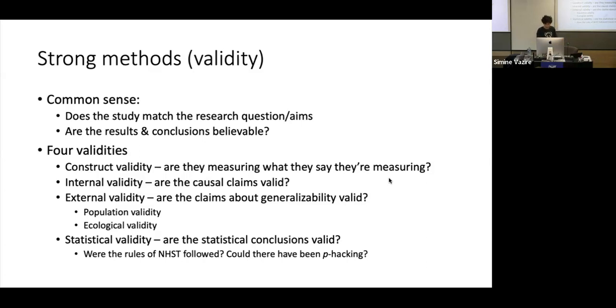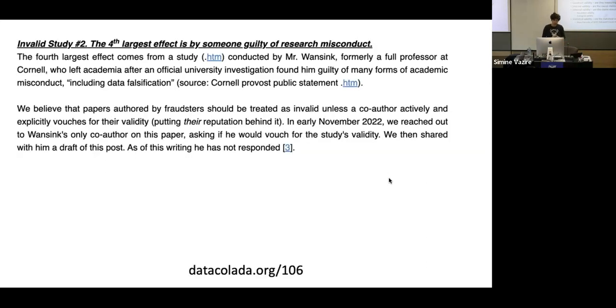Okay, so let's look at another example from the blog. This is the second study in this meta-analysis. It's the fourth largest effect size; the three largest are from the banana reviews. It comes from a study conducted by Mr. Lansing, formerly a full professor at Cornell University, who left academia after an official university investigation found him guilty of many forms of academic misconduct, including data falsification. The authors of this blog post argue that papers authored by fraudsters should be treated as invalid unless a co-author actively and explicitly vouches for the validity of that paper. So a different author puts their reputation behind the paper.